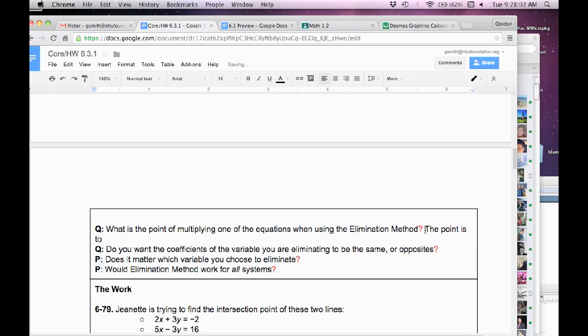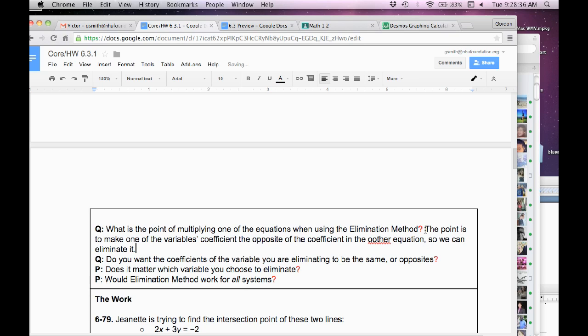So the point is to make one of the variables' coefficient the opposite of the coefficient in the other equation, so we can eliminate it.